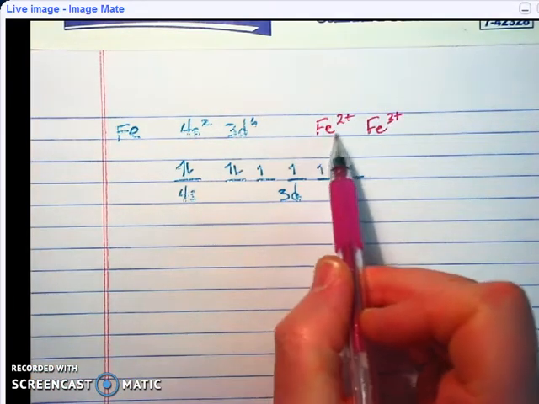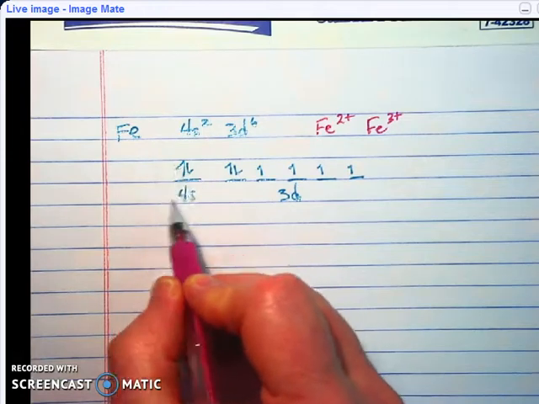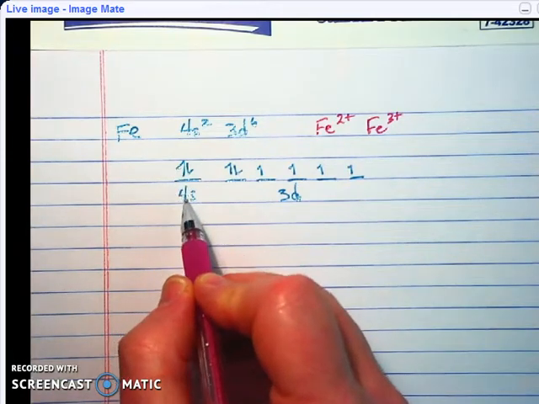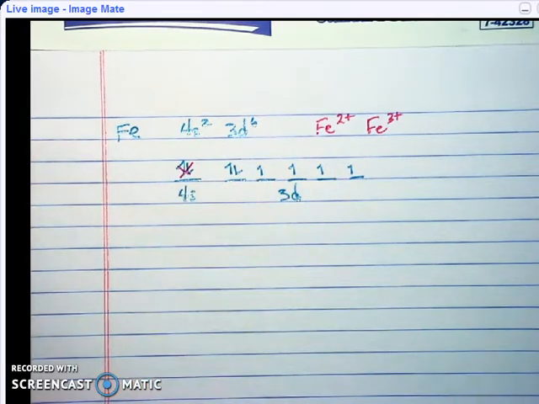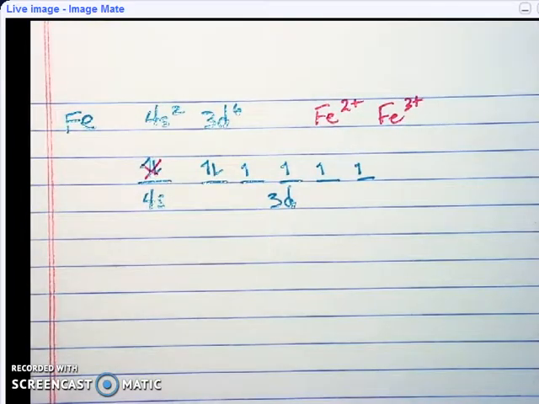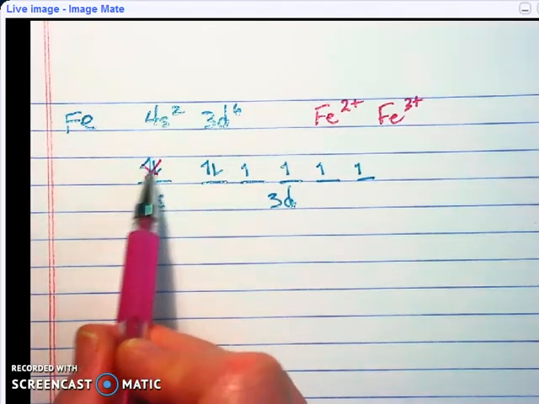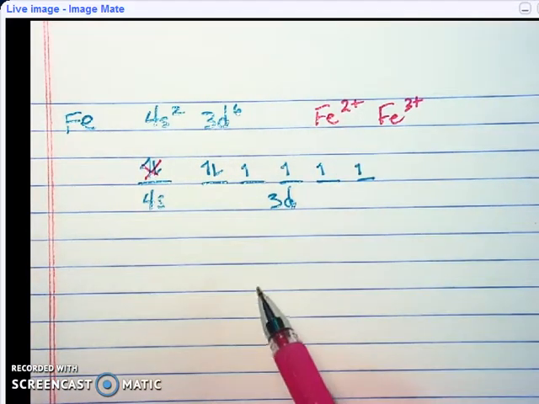In order for it to have a 2+ charge, it must lose 2 electrons. It likes to vacate the upper energy level. It actually likes to vacate the 4s2. So when it becomes a +2 charge, I could zoom in on that a little bit more probably. It's going to vacate these two 4s electrons, and it'll have a Fe with a 2+.